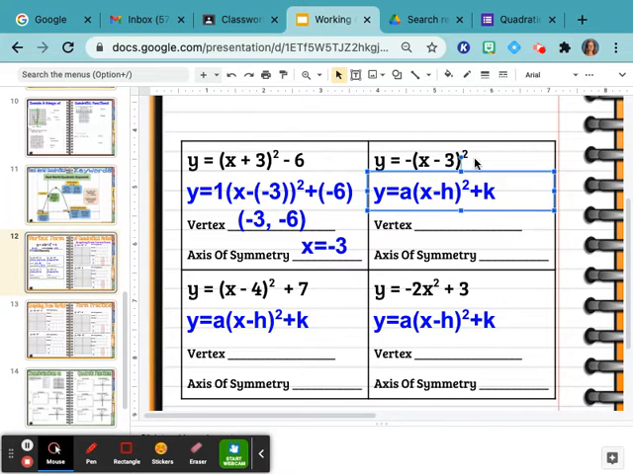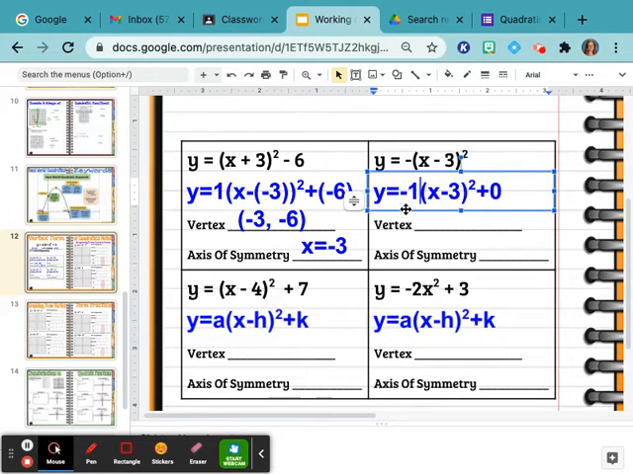X minus 3 squared, and there's nothing there. So what's the h value? What would keep it the exact same? Just 3. What's the k value then? If there's no k value, what number would we use for that? 0. And then what's the a value? What could we replace that with? How could we make this the same but have a number there?